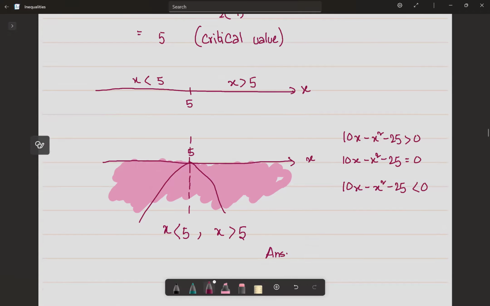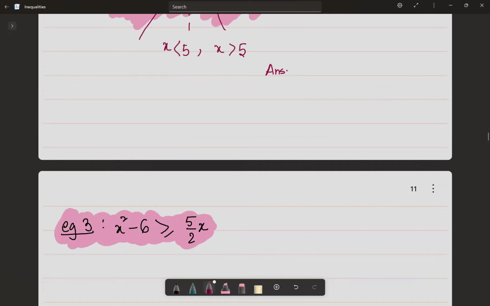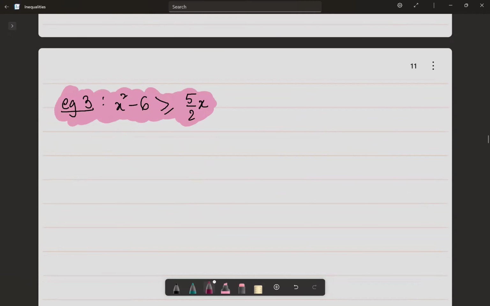Let's take a look at another example that we have in here. Here again, we have this expression given to us. In order to solve this inequality, we have to first take it as an equation. So we will write x squared minus 6 is equal to 5 by 2x. If we rearrange it in order to solve, we will get x squared minus 5 by 2x minus 6 is equal to 0.